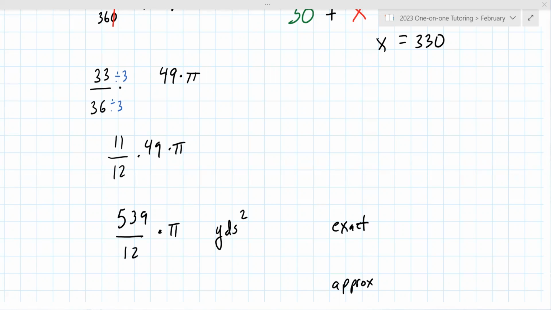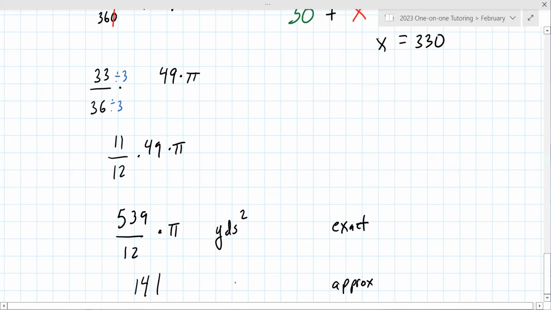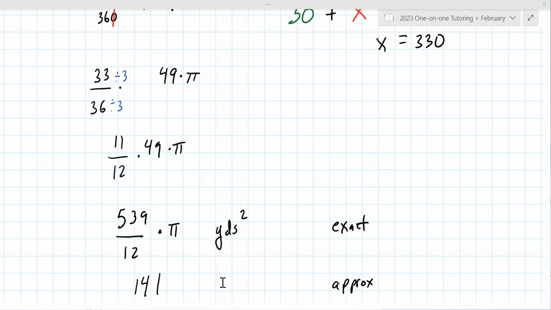Say that one more time. 141.0174. Okay, I'll take that. It is about 141. What are the units? The units are yards squared. You are correct.